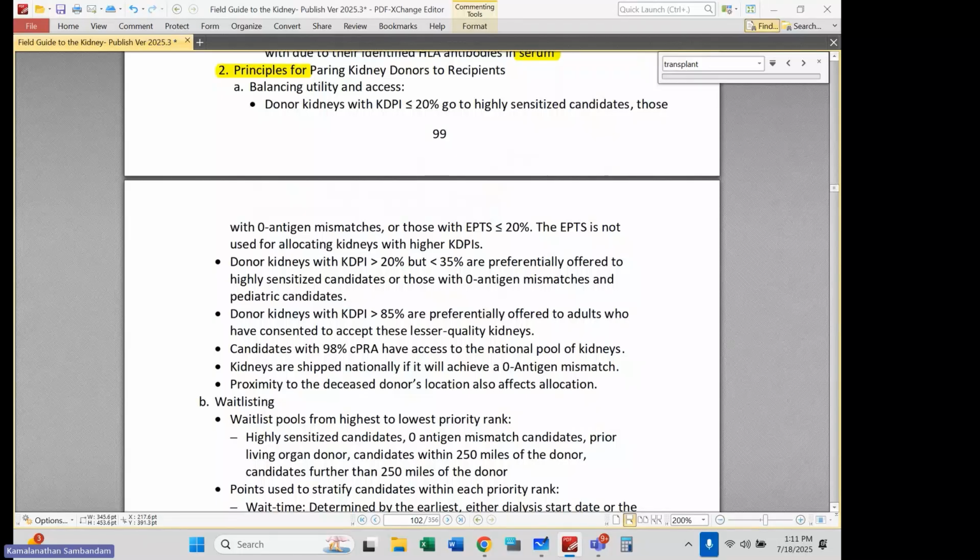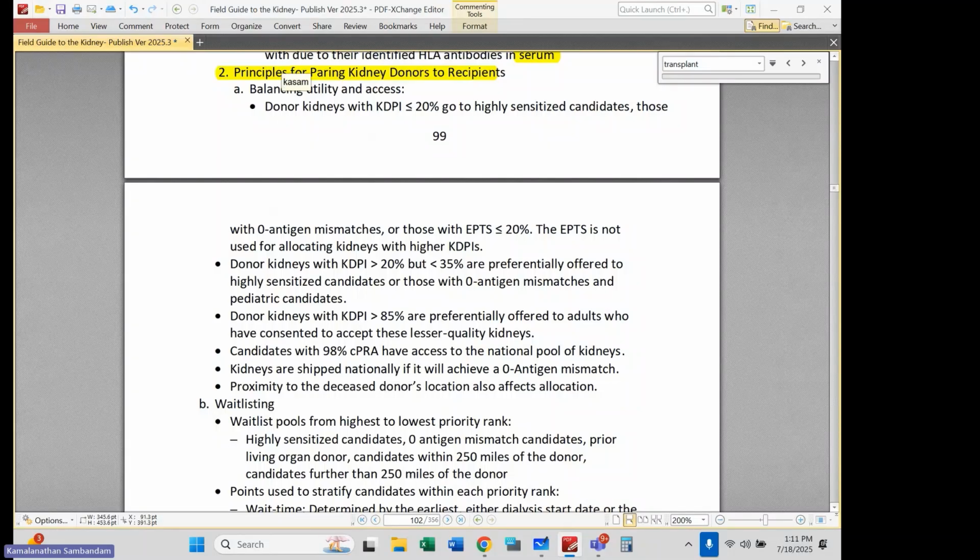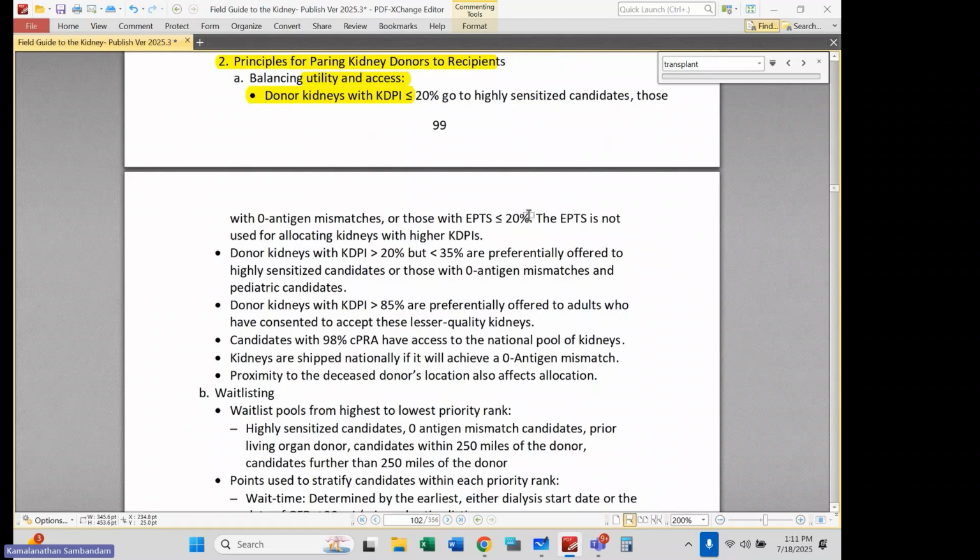We'll end probably here. We won't go into wait listing. We're trying to balance utility and access. Used to be it was just all about access. We were not trying to maximize a good by pairing good quality kidneys with young patients. This is the broad strokes of the organ allocation system.